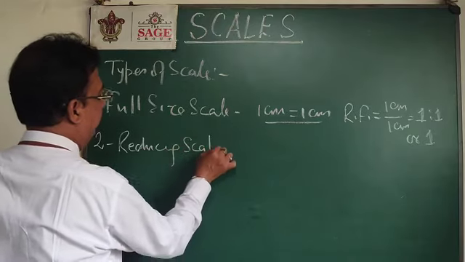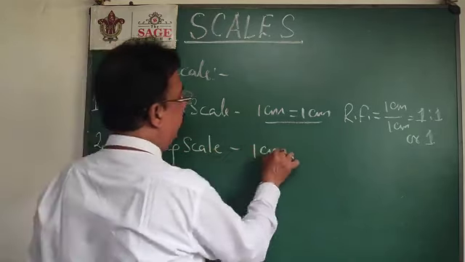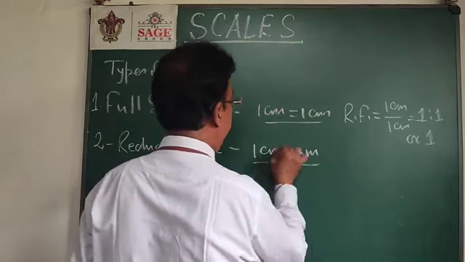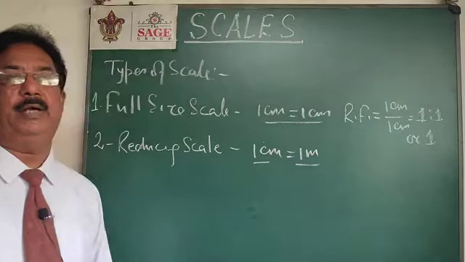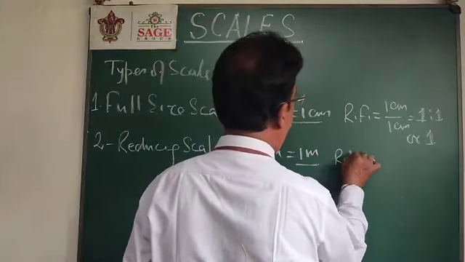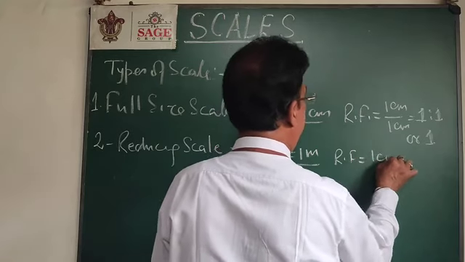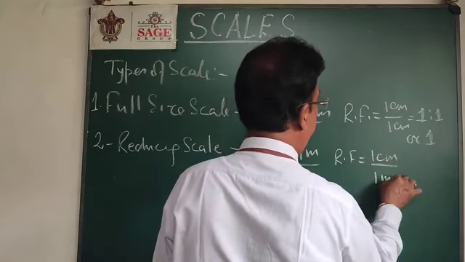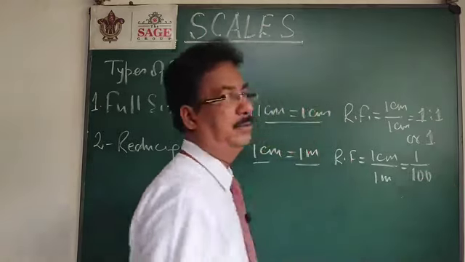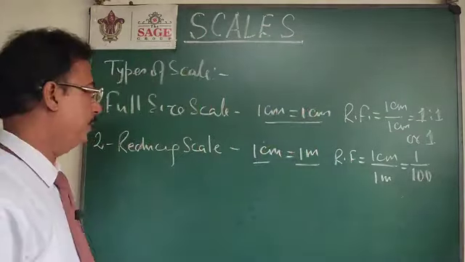I have taken an earlier example, that is, suppose 1 centimeter equals 1 meter. As I told you, the first notation will be for the drawing length, the second one for the actual. So RF for this will be equal to 1 centimeter upon 1 meter. As you know that 1 meter equals 100 centimeters, so that is 1 upon 100. 1 is to 100, or 1 upon 100.